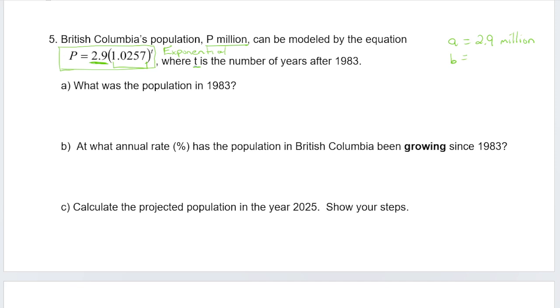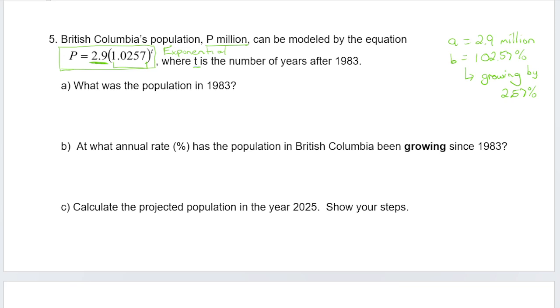b is going to be, well, here we have to think the other way around. So we're multiplying by like 1.0257. So that's 102.57%. So really, we're growing by 2.57% every year, right? 100 is just staying where we were. So we're growing by 2.57% every year.